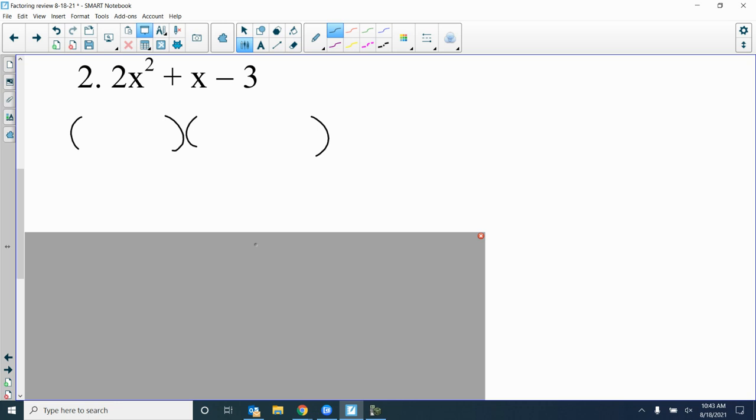These first two terms have to multiply to get 2x squared. It's 2x and x. I've got no other options. The last two numbers have to multiply together to give me what? Negative 3. So what are my options? Negative 3 and 1, or negative 1 and 3? Your order is going to play a role here.